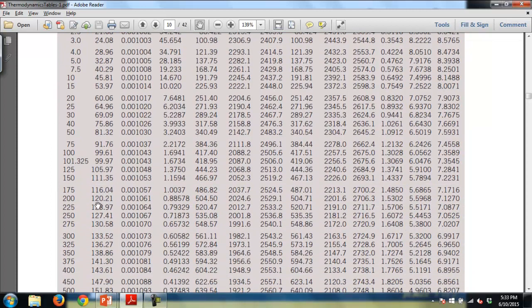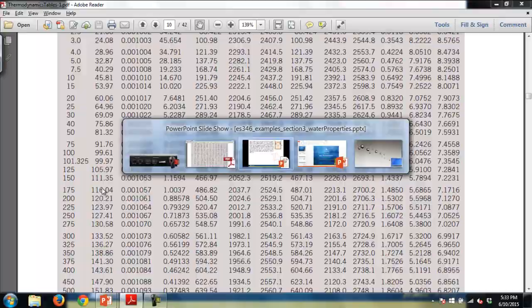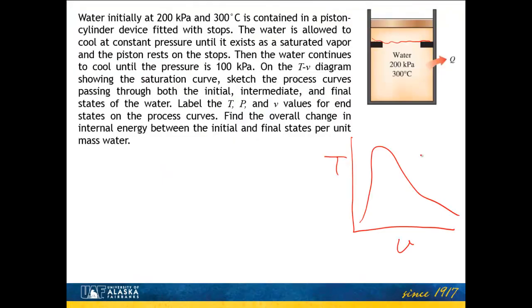At 200 kPa, water would begin to boil at 120.21 degrees. But my problem is at 300, so I'm much hotter than that. That means I'm superheated. So I know that the initial conditions in this problem, point 1, are in the superheated region.